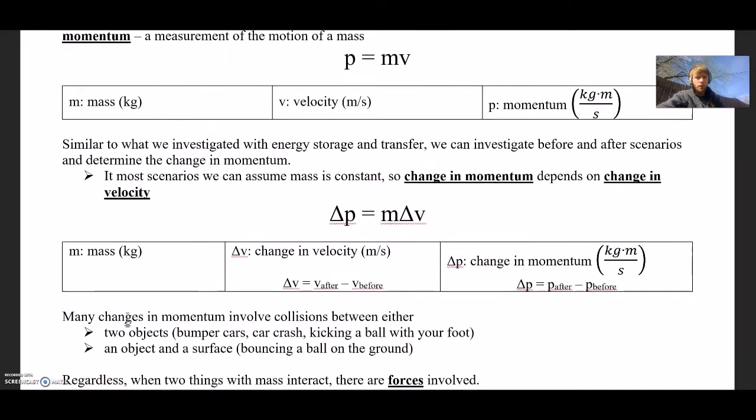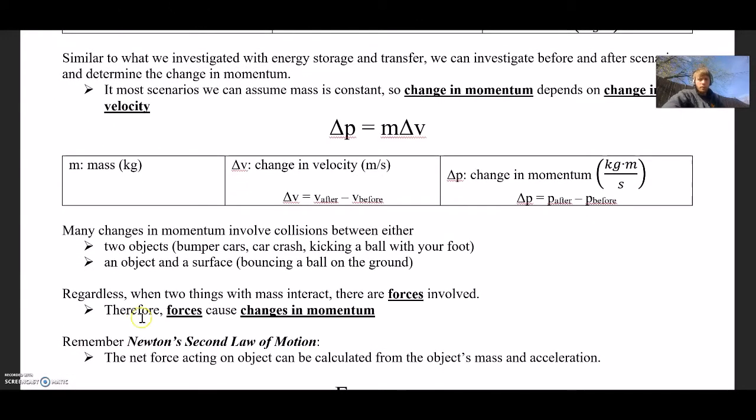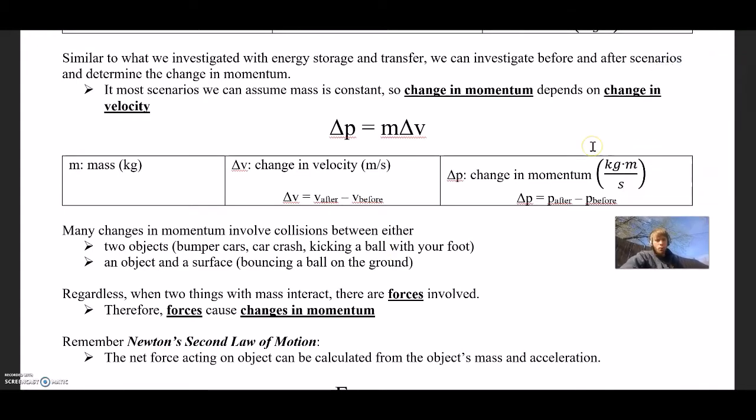Momentum by itself, we typically don't do too much with it. Just like what we looked at with energy storage and transfer, we're typically more concerned with the changes in momentum. So for most of the scenarios we're going to look at, that change in momentum is a change in velocity. The mass really isn't going to change in most scenarios that we're going to look at. And so to calculate a change in momentum, you'll multiply the mass times the change in velocity.